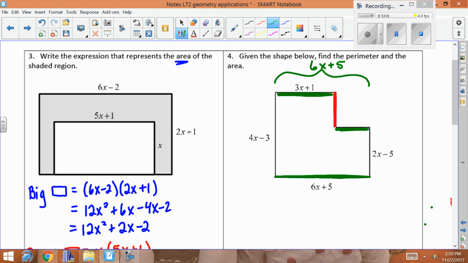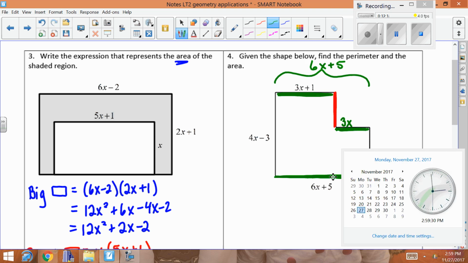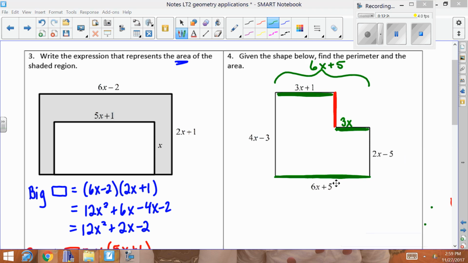So there's a couple ways you can do it. Some people like to do it in their head. They think 3x plus what gives us the 6x. That would be another 3x. And 1 plus what number gives us the 5? So a plus 4. And that could find the other side.